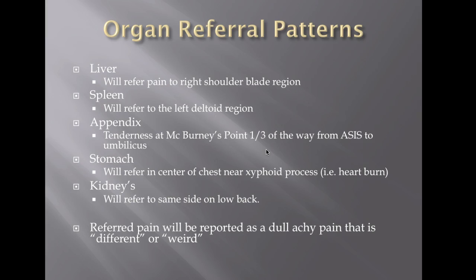So if you just drew a straight line from there, about a third of the way up is McBurney's point. And usually to test that, you test for pain on rebound. So if you press down on that spot, it may not be painful when you press down, but once you let go, that's usually what causes the pain, and that's a good indicator that there's a problem with the appendix.